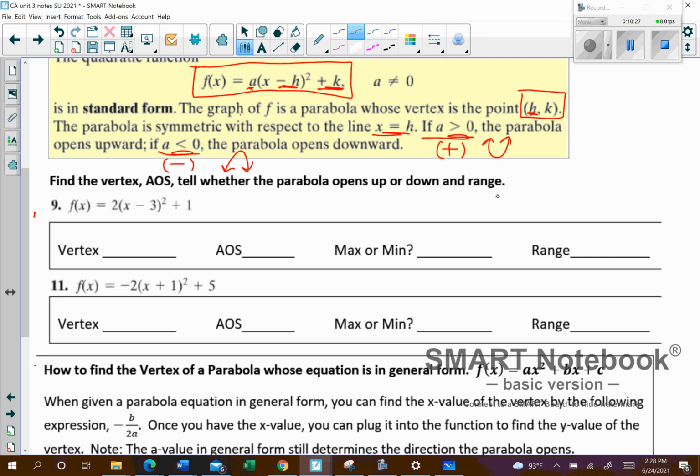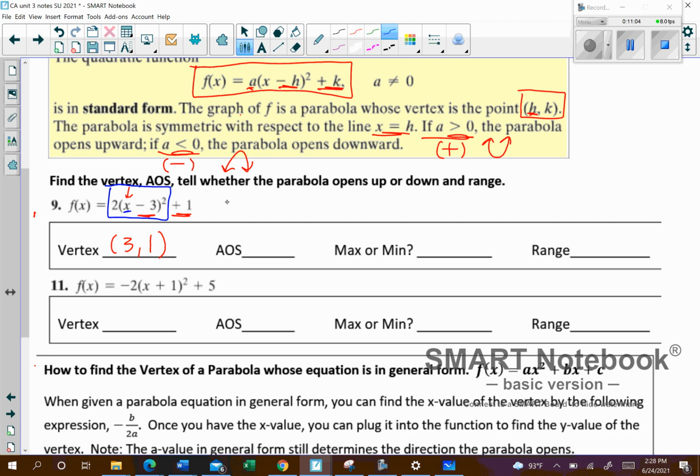It says find the vertex, axis of symmetry, and tell whether the parabola opens up or down, and then go ahead and give the range. Okay, so the vertex is going to be given by these two values right here, and if you notice, it does match my formula here. So my vertex right here is not going to be -3, it's going to be +3, +1. Now why is that? Well, if we plug in 3 for x, this whole thing is going to go away, because if I plug in 3, I'm going to get 3 minus 3, which is 0.